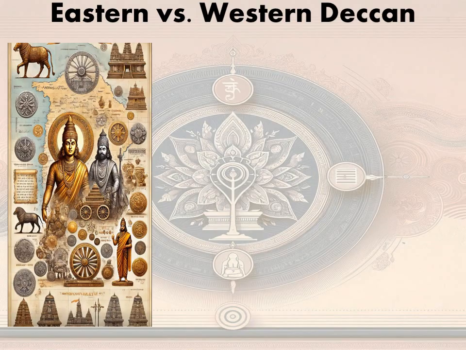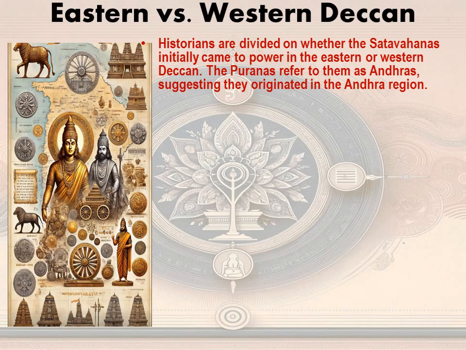Now, Eastern versus Western Deccan. In the Deccan, both in the eastern part and in the western part, there were different sets of rulers and there was a conflict between them. Historians are divided on whether the Satavahanas initially came to power in the eastern or western Deccan. The Puranas refer to them as Andhras, suggesting they originated from the Andhra region. So it cannot be said for certain whether the Satavahanas originated in the eastern Deccan or in the western Deccan. However, the Puranas refer to them as Andhras. Thus, we get a fact that they actually originated in the Andhra region.